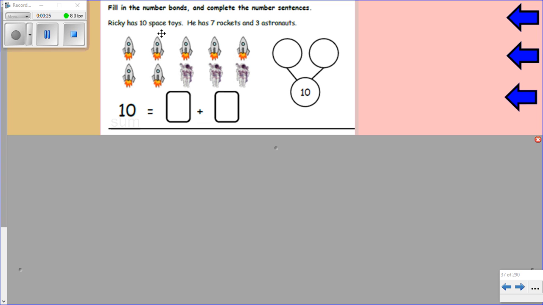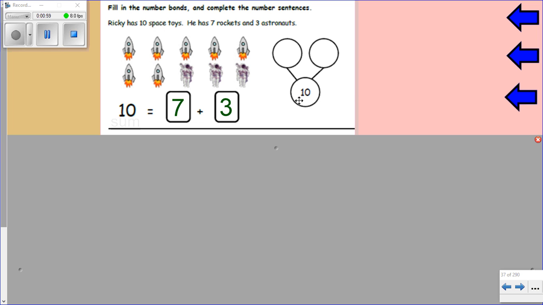Ricky has 10 space toys. He has 7 rockets and 3 astronauts. So let's look at our equation. It's starting with 10. That's the whole amount, the sum equals, and we just need the 2 parts. So there are 7 rockets and 3 astronauts. The equation to represent this picture can be 10 equals 7 plus 3.